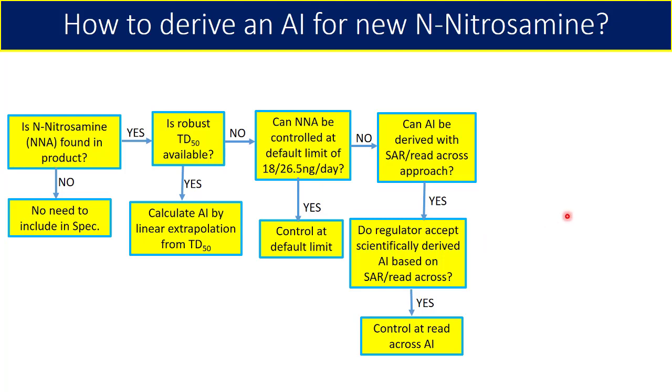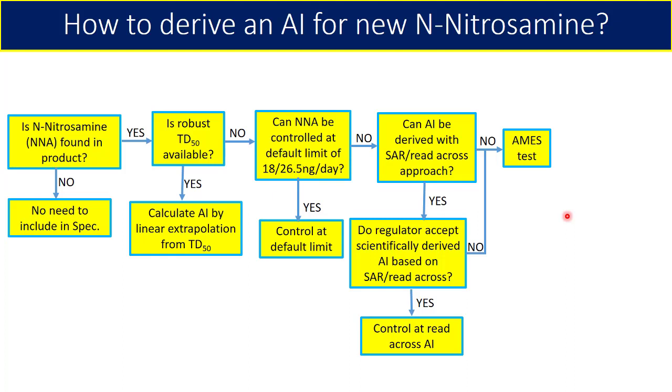But what if this SAR approach is not accepted by regulators? Then you can think about the in vitro AIMS test. Now, the AIMS test is the in vitro test which is proposed by the ICH M7 guideline.